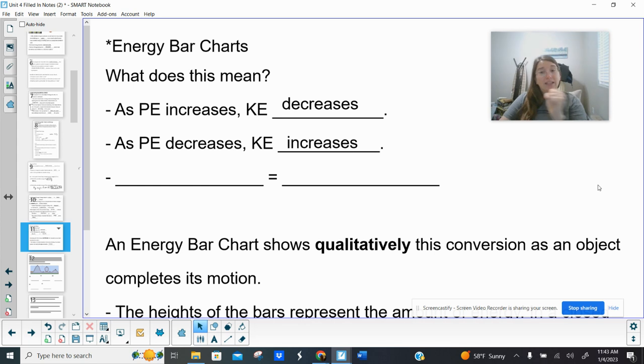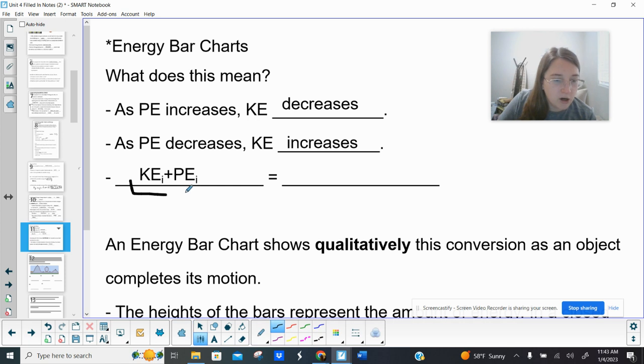Now, what this really means is that the total, this right here, we would call total mechanical energy. I can feel my throat hurting. Sorry, guys. Even just recording this video.